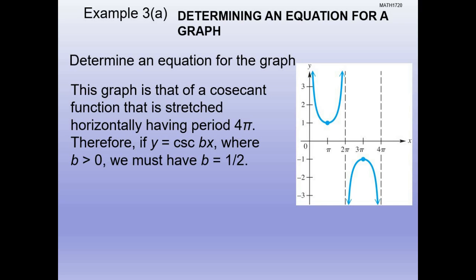But we remember we used b before to find the period. We said 2 pi over b was the period, but now we're given the period, so we have to find b. The period is 4 pi, so 4 pi equals 2 pi over b, and solving that for b, we get 1/2. Then essentially we can just fill it in: y equals cosecant of 1/2 x. That one should be pretty straightforward if we're interpreting the parent function as a sine graph.